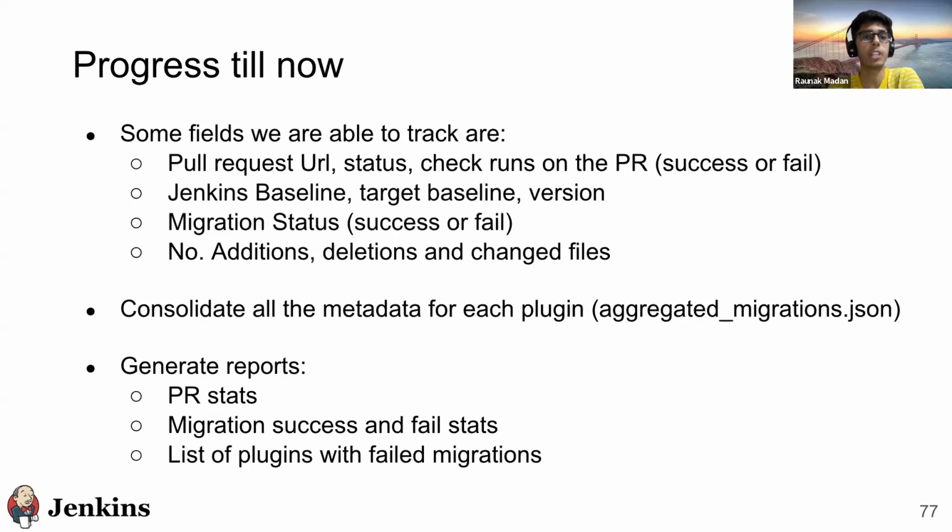So some fields we are able to track are the pull request URL that the CLI tool is making, the status, the check runs information of the PR, the Jenkins baseline, the target baseline, the migration status, which is important, success or fail, and the diff statistics, the number of additions it does and changed files.